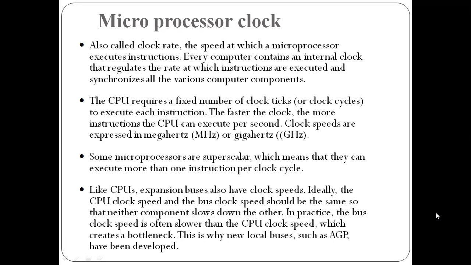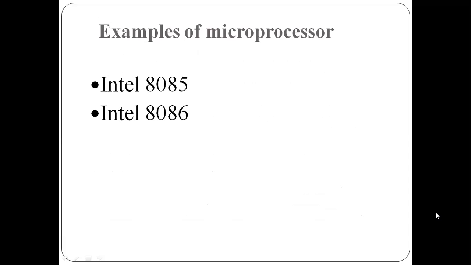The clock speeds are expressed in terms of megahertz, MHz, or gigahertz, GHz. Some microprocessors are superscalar, which means that they can execute more than one instruction per clock cycle. Like CPUs, expansion buses also have clock speeds. Ideally, the CPU clock speed and the bus clock speed should be the same so that neither component slows down the other. In practice, the bus clock speed is often slower than the CPU clock speed, which creates a bottleneck. This is why new local buses such as AGP have been developed.